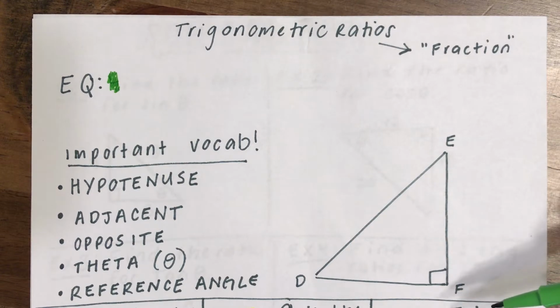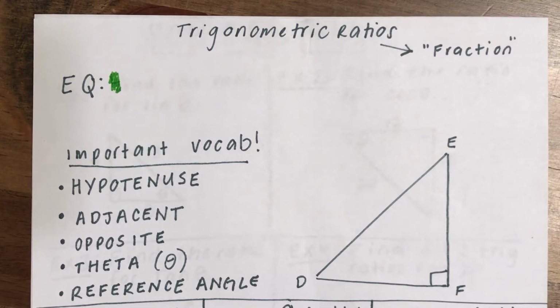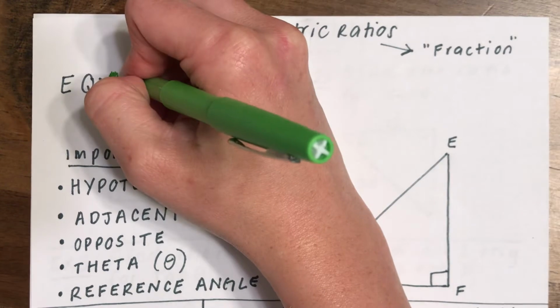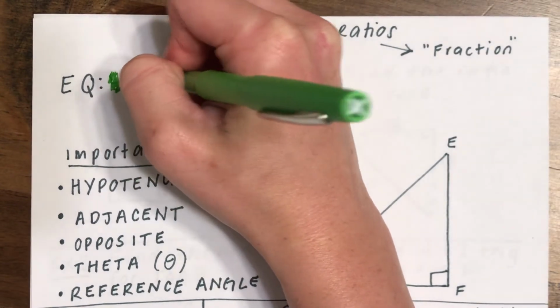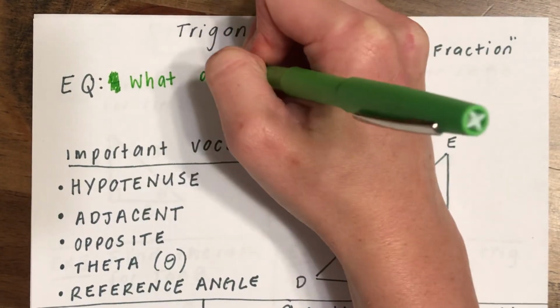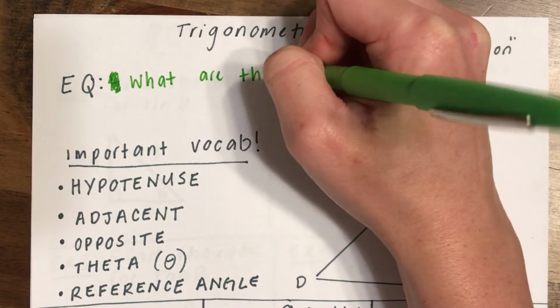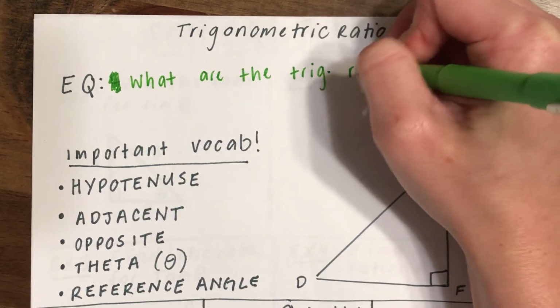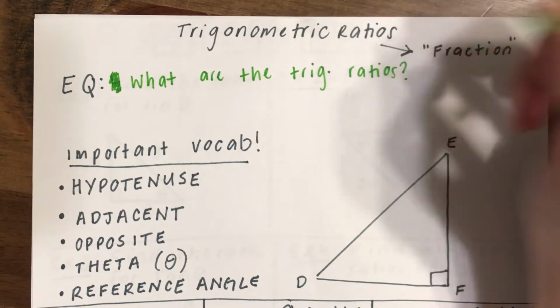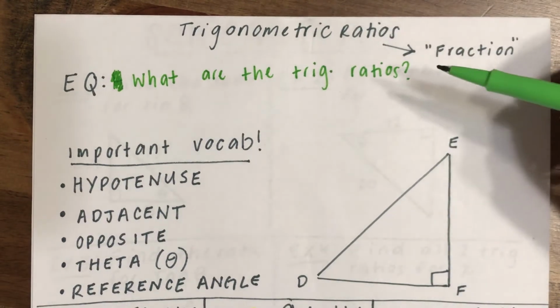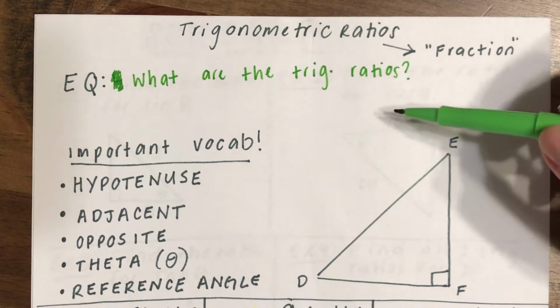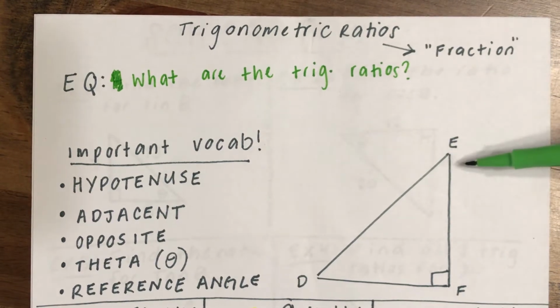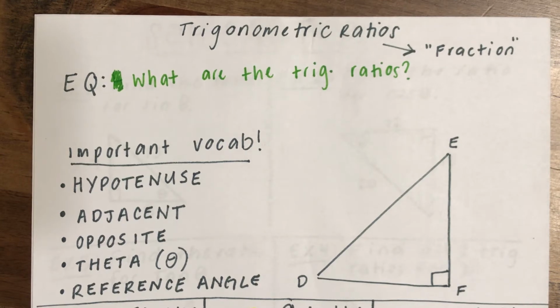those triangles. So the essential question for this lesson is really simple. What are, and I'm going to abbreviate this, what are the trig ratios? Eventually we are going to be using what we learned today to solve for missing parts of triangles, but today we're just talking about the names of the ratios and how we represent them.